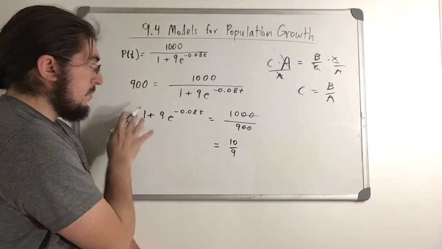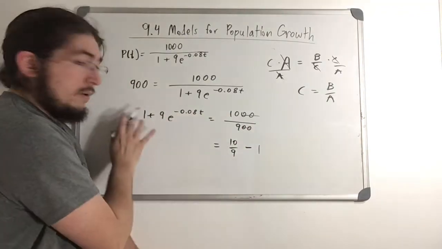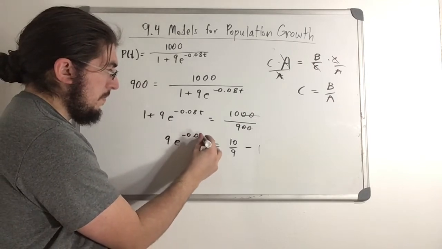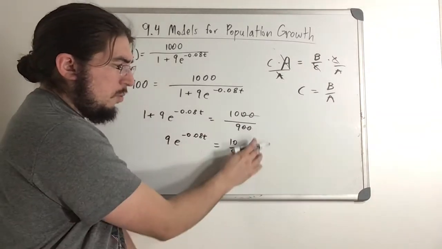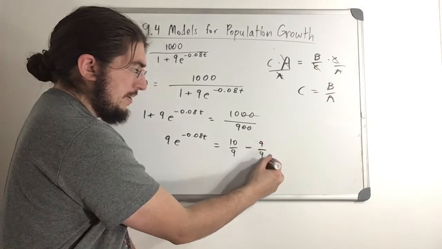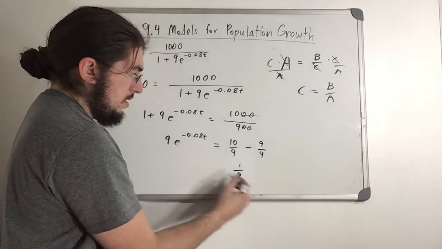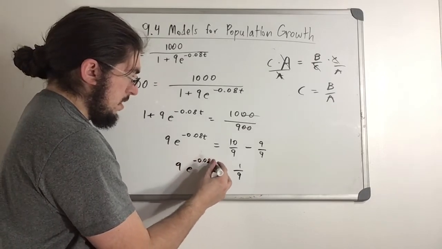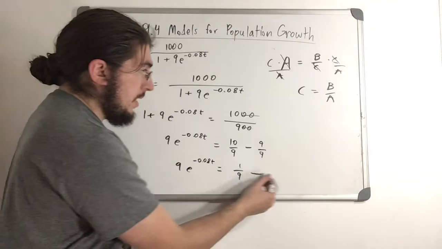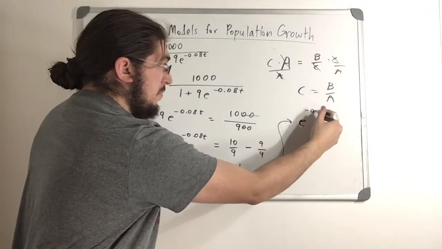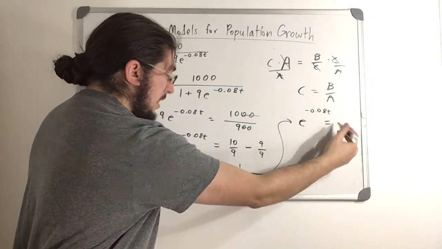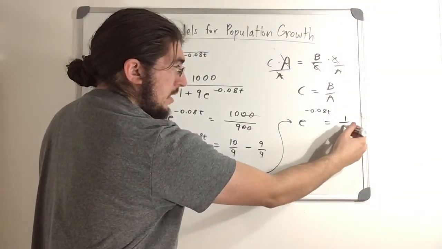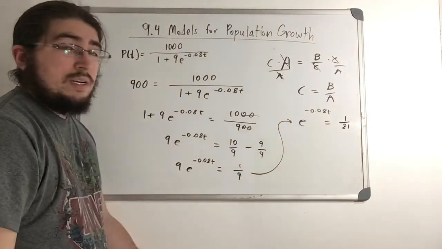Okay. Subtract 1 to this side to get rid of the plus 1 part. Okay, so far so good. 1 is 9 over 9, just to get a common denominator. So it's going to be 1/9. Okay, so far so good. Now divide both sides by 9. We get e to the negative 0.08t is equal to 1 over 9 divided by 9, which is 1 over 9 times 9, which is 1 over 81.